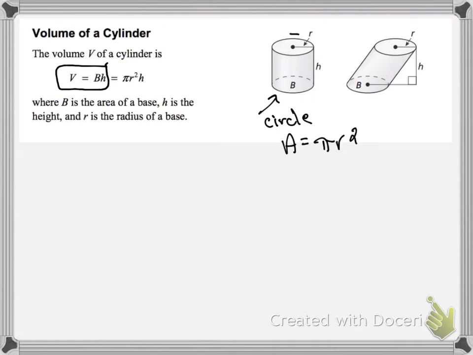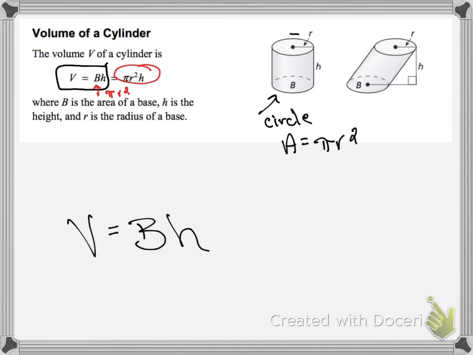So what they've done is they replaced the big B in this equation with the pi r squared, because we know the area of the base, and they got this formula here. But I like to remember the least number of formulas possible, so I still go with volume of a cylinder or a prism, big B times h.